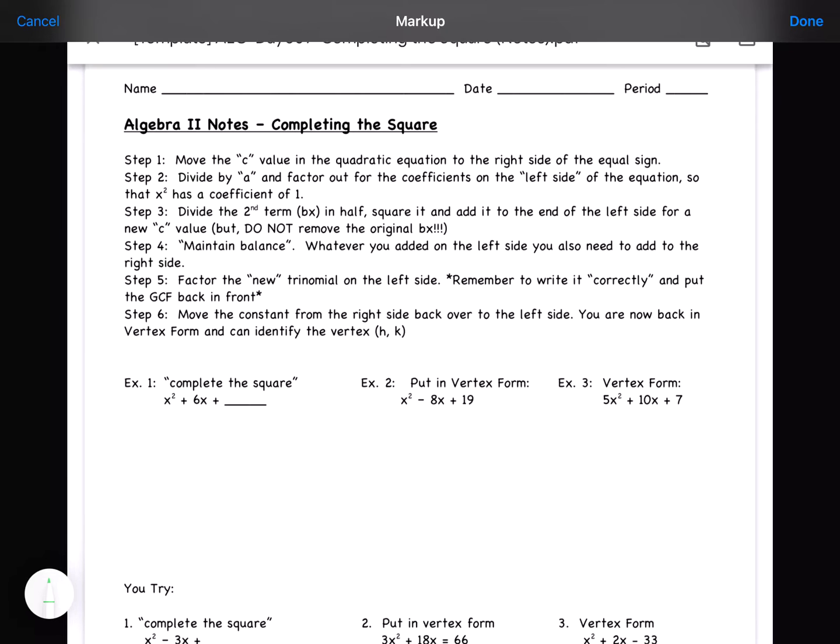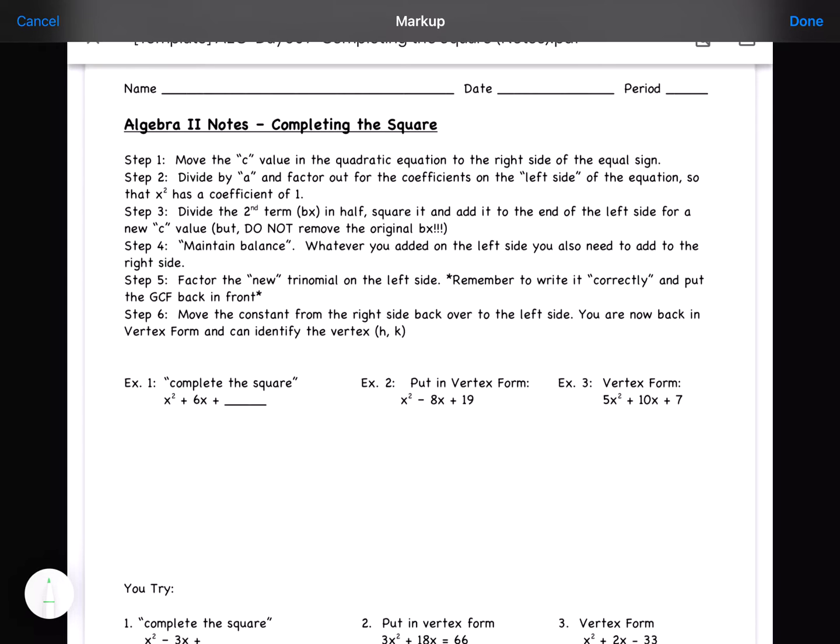Now we factor our new trinomial. It's going to factor into a perfect square. And then we leave the GCF out front. Finally, we want to move the constant from the right side back to the left side. And now we are in vertex form, and we can identify our vertex (h, k).